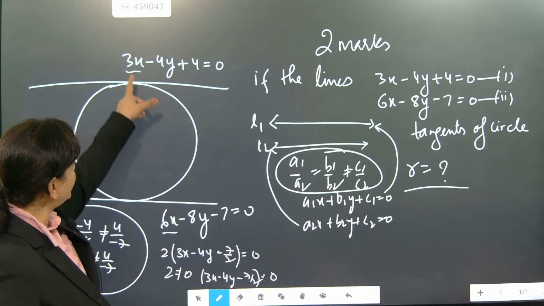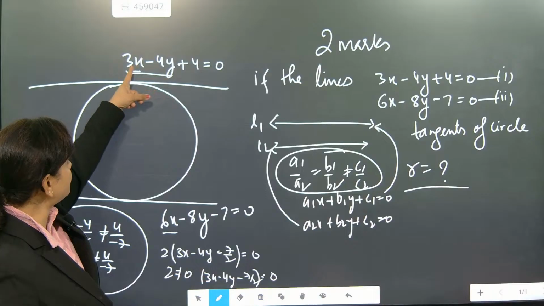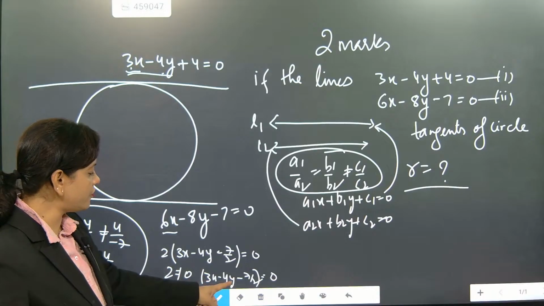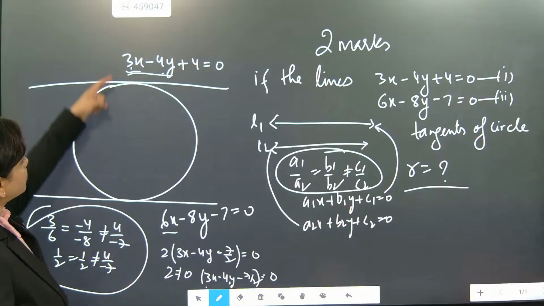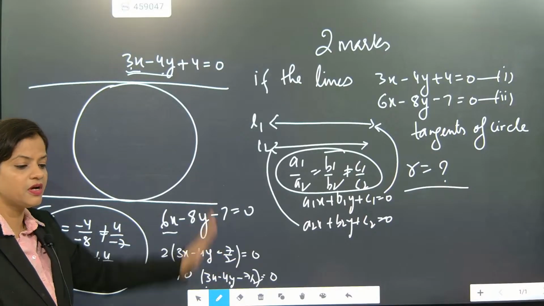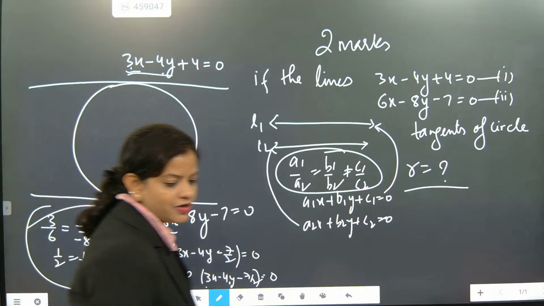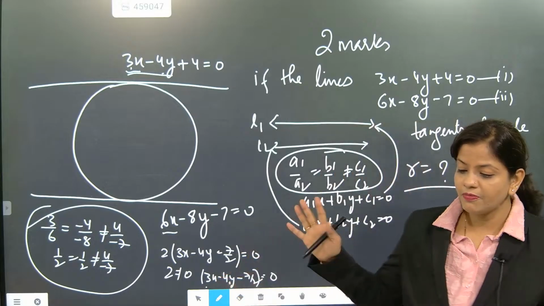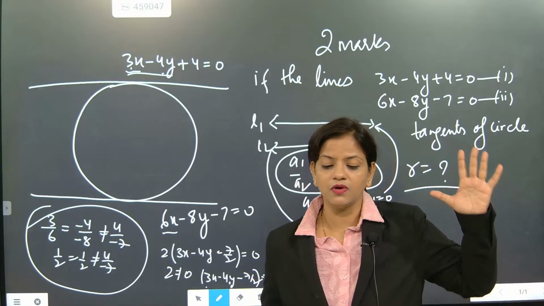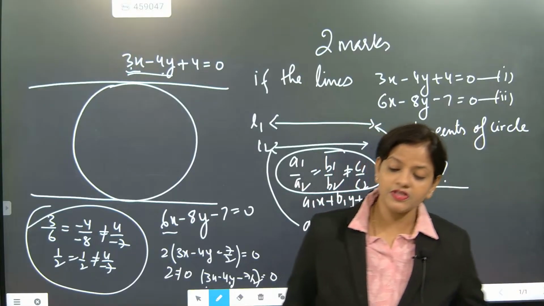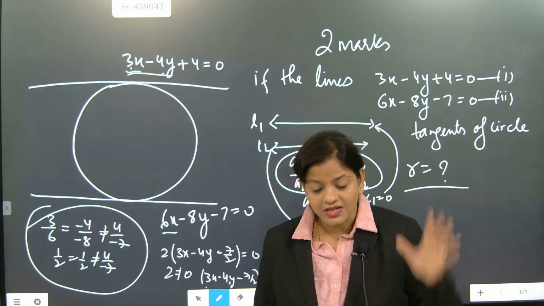3x minus 4y, 3x minus 4y. The coefficient of x and y is the same. So when two lines are parallel, their coefficients along with sign will become the same. This is a jackpot point. Understood? Whenever two lines are parallel, their x coefficients will always be equal and their y coefficients will always be equal. Only their constant will not be equal.